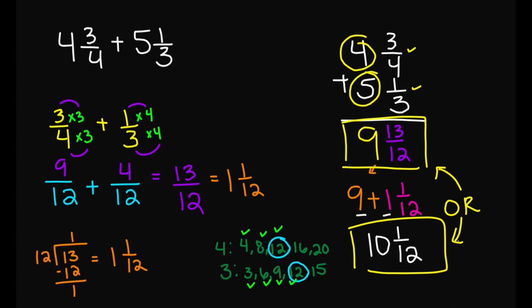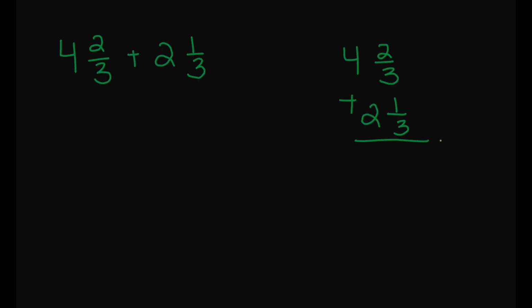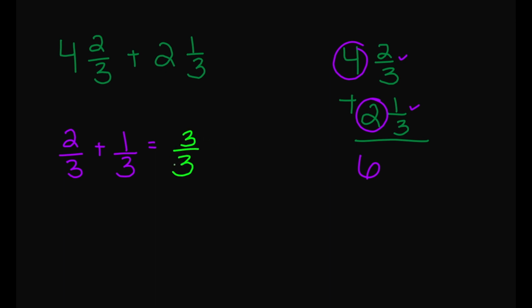Let's look at this example here. First, we're going to add my 4 plus my 2. This is going to equal 6. And now we're going to add my 2 over 3 plus the 1 over 3. Since my denominators are the same, I'm going to go ahead and just add my numerators. So 2 plus 1 is going to equal 3, and that's going to be over 3. So your answer here is going to be 3 over 3.